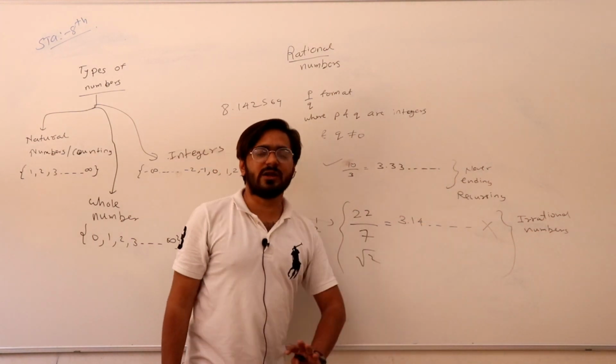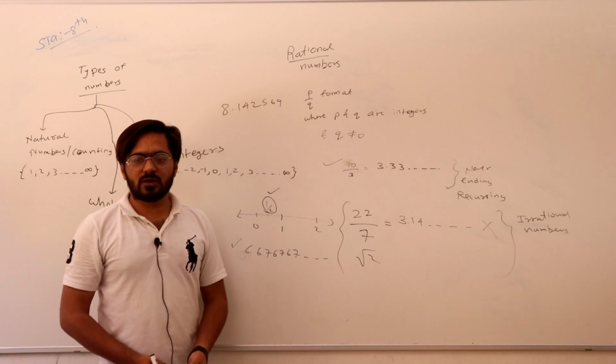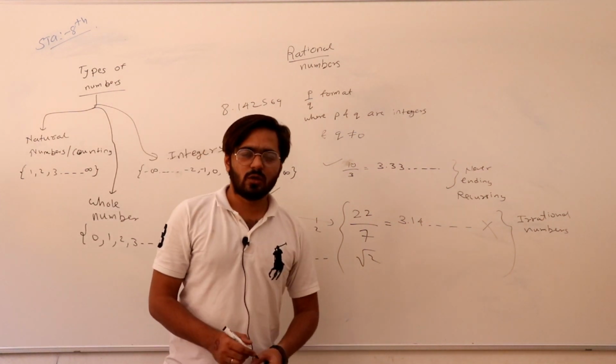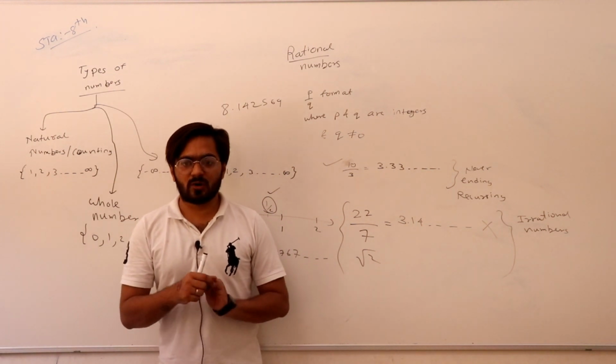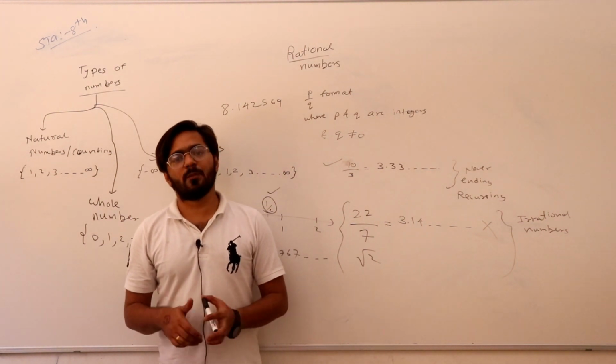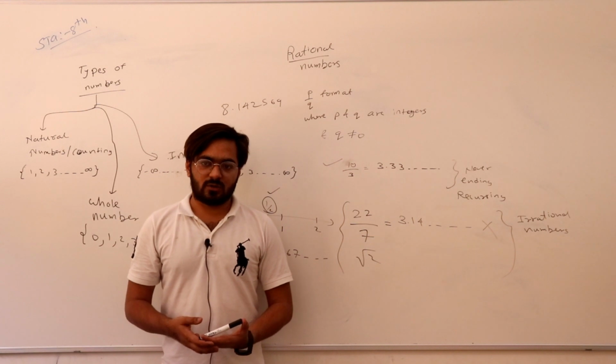Which you will learn in detail in 9th standard. Right now in this chapter we will learn how to represent a rational number on the number line, and we will go through the properties of rational number.